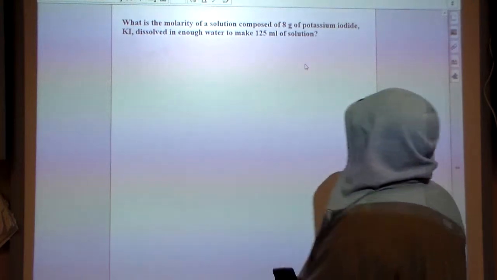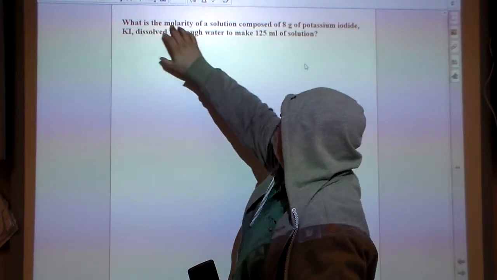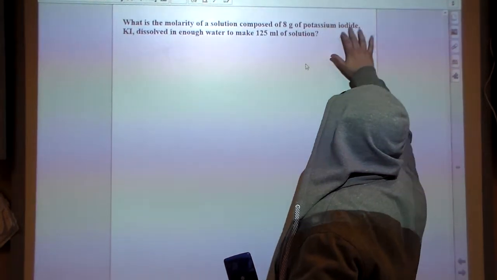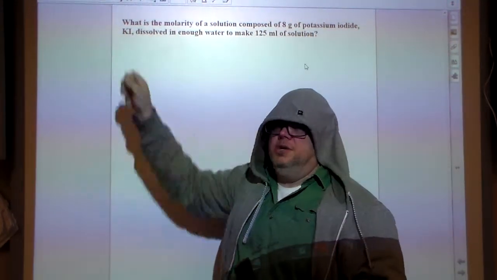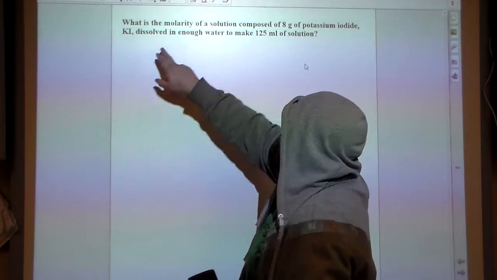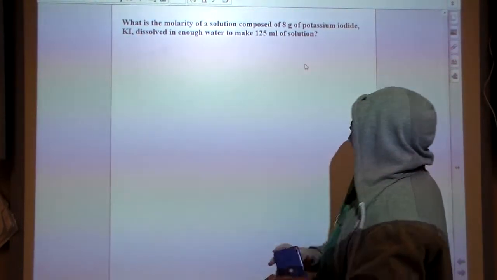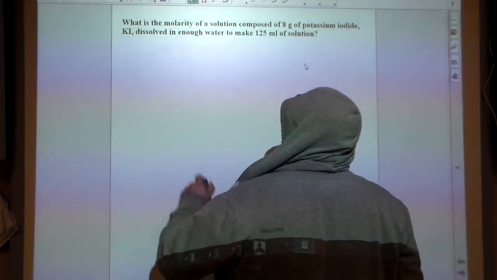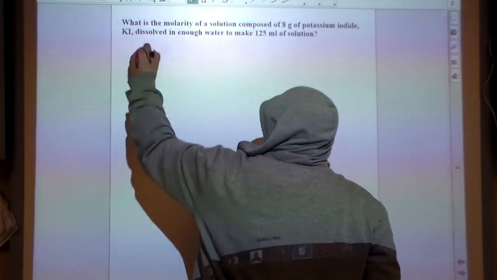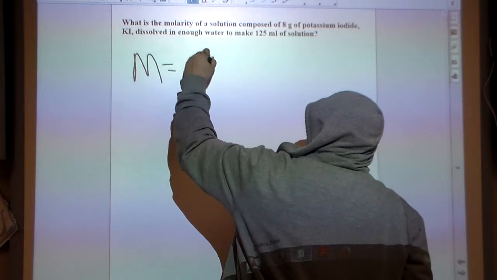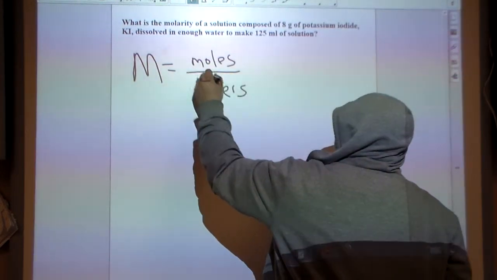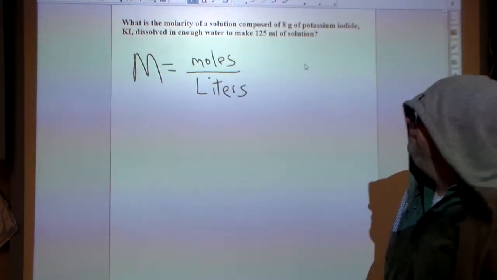Okay, so here's what we have. It says here, what is the molarity of a solution composed of 8 grams of potassium iodide, otherwise known as KI, dissolved in enough water to make 125 milliliters of solution? Well, we need to know what our molarity formula is, and we know that molarity is equal to moles over liters. Okay? We know that.